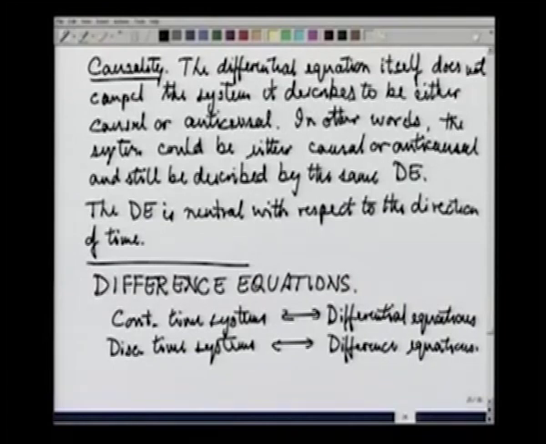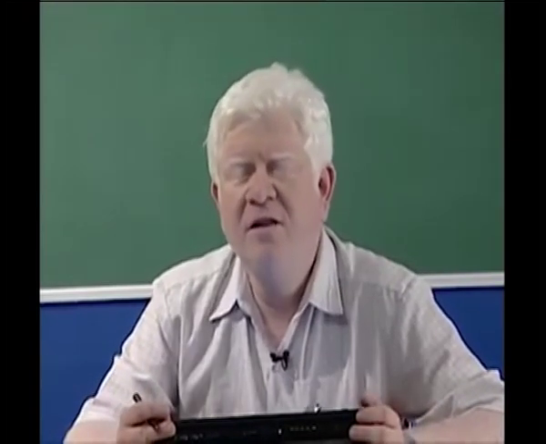Furthermore, if you confined yourself to linear time invariant discrete time systems, then you would naturally confine yourself to what are called linear constant coefficient difference equations. So, let us try to see what is the form of the general linear constant coefficient difference equation.